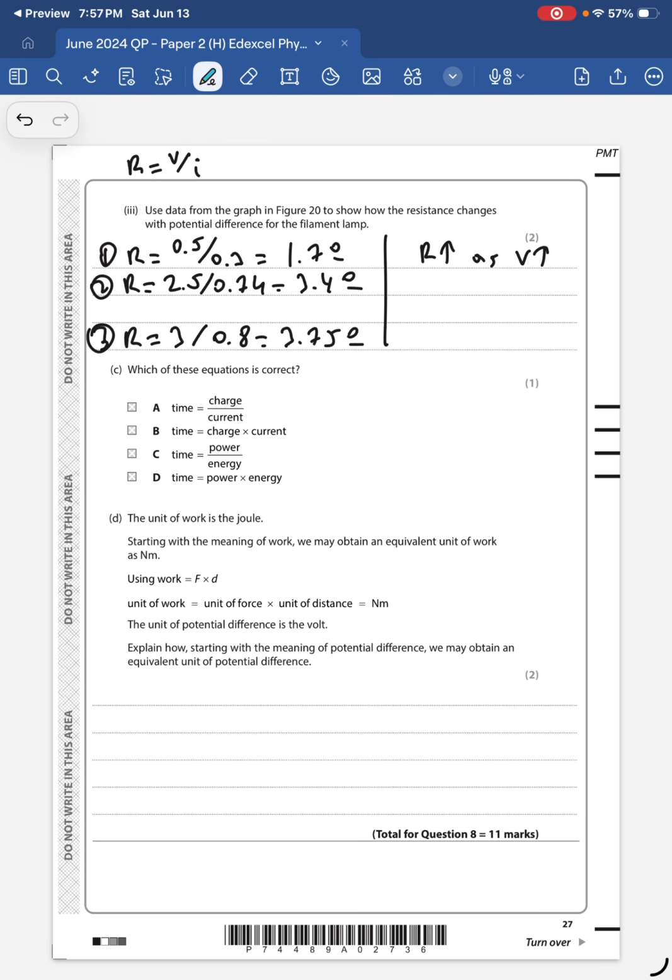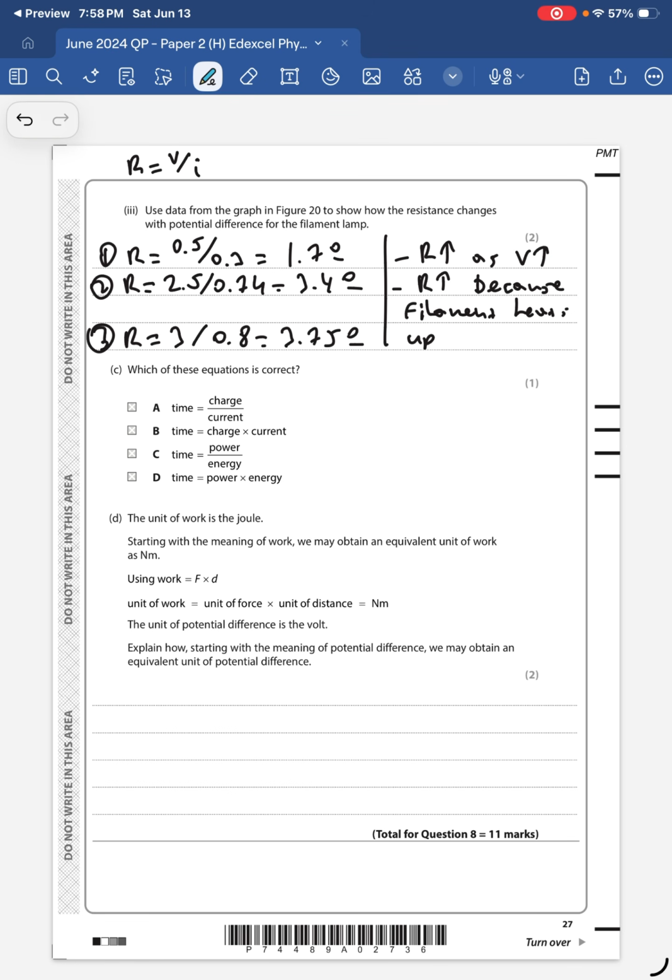Okay, so is there anything else here? The reason, okay, so R increases because the filament heats up. Okay, so yeah, that's the reason.